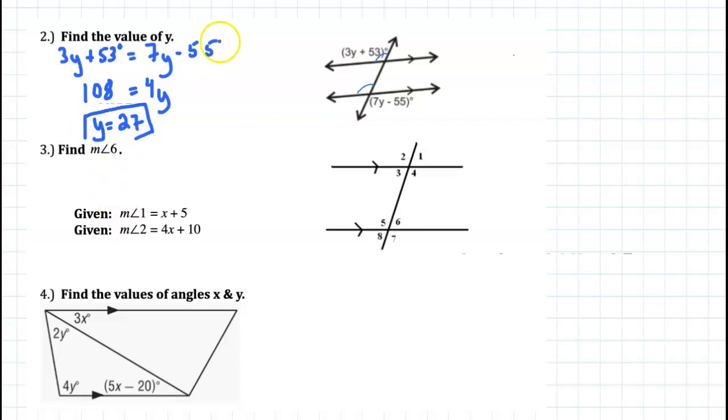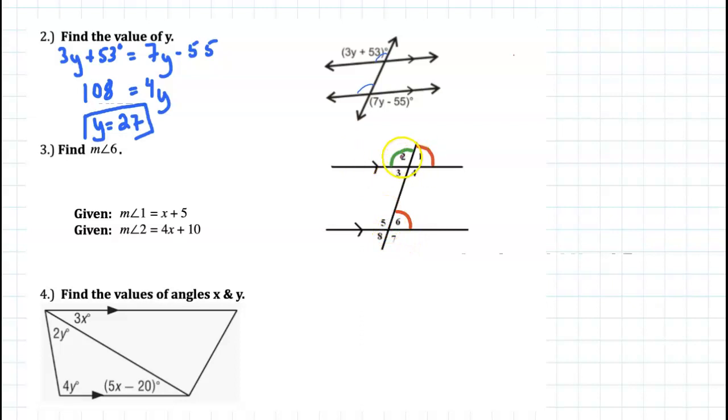Let's take a look at these two angles. So we're looking at angle 1 and angle 2. I've got angle 2 here, and then I've got angle 1 right here. Angle 1 and angle 6 are corresponding, so I can put that down here, right? So if I can determine the measure of angle 1, that's the same as the measure of angle 6.